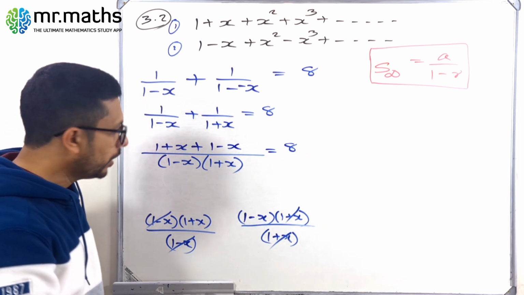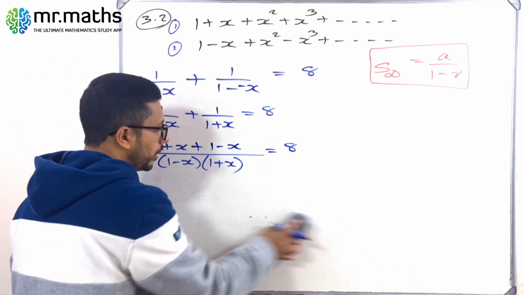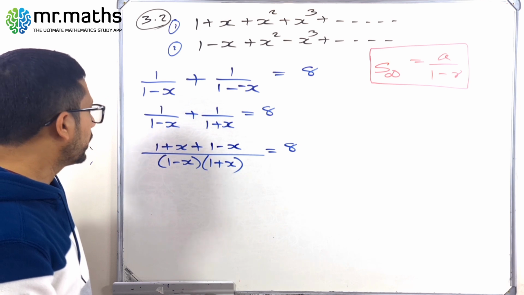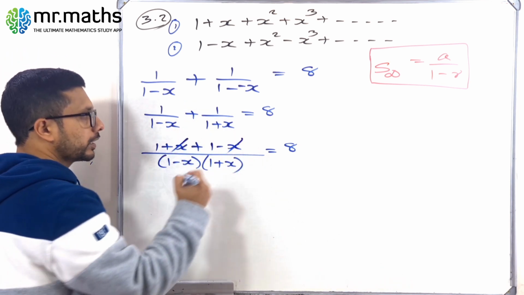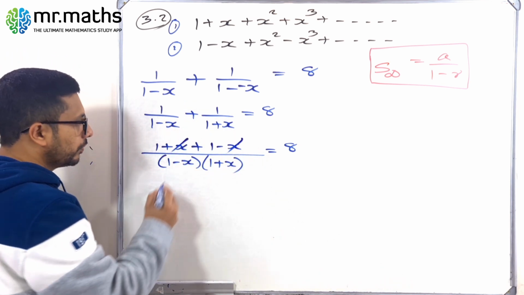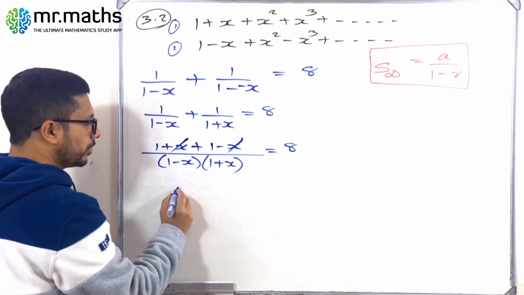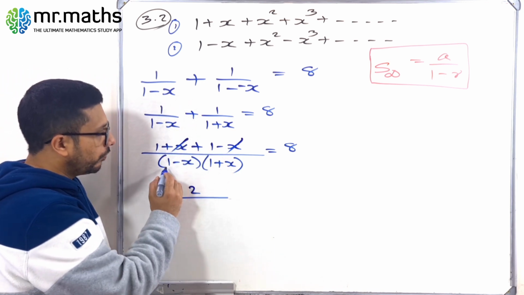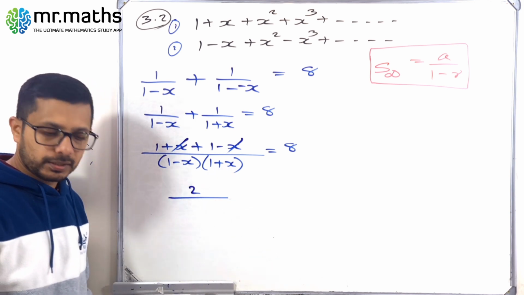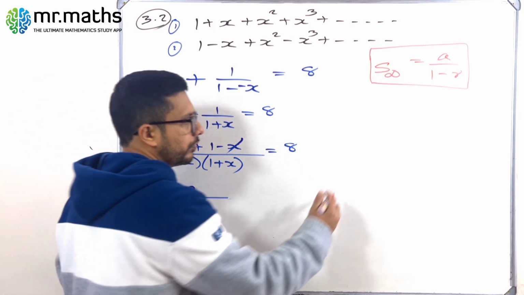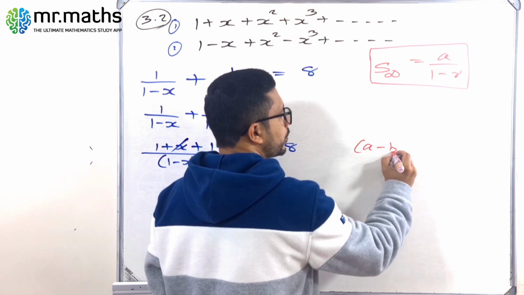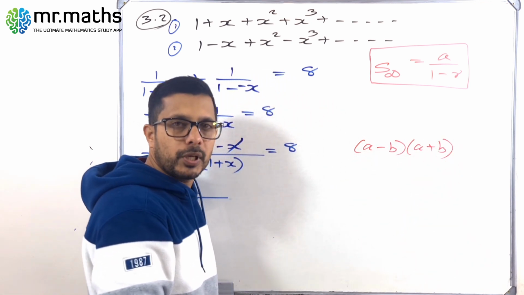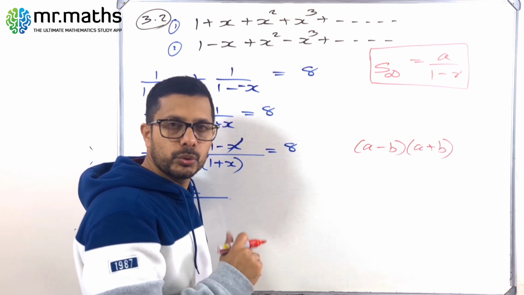You understand? Okay, so now look at the numerator. Here you can see plus x and minus x you can cancel. Okay, so what is remaining? It is 1 plus 1, that is 2. 2 divided by, now look at this one. Here 1 minus x into 1 plus x. Have you seen that type of formula somewhere? a minus b into a plus b. Yeah, this is the formula that you studied in grade 10, difference of two squares.